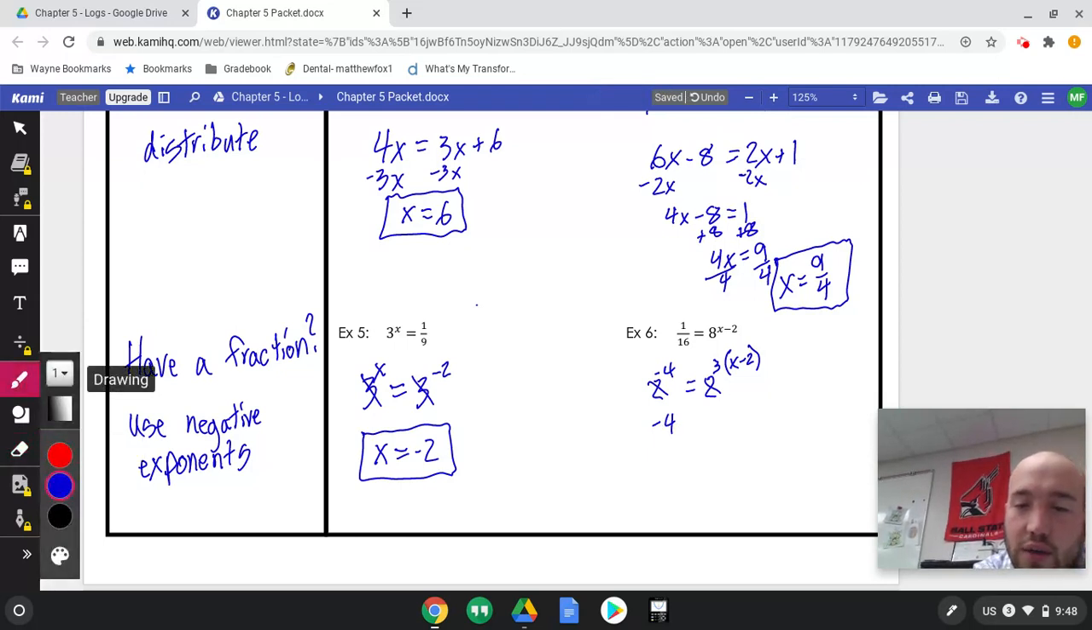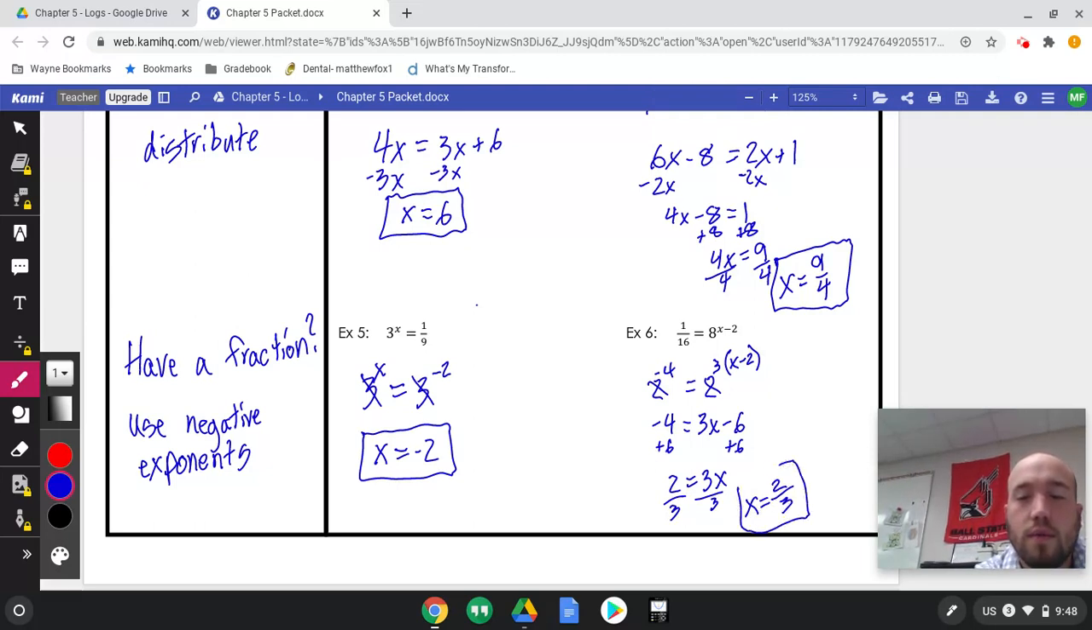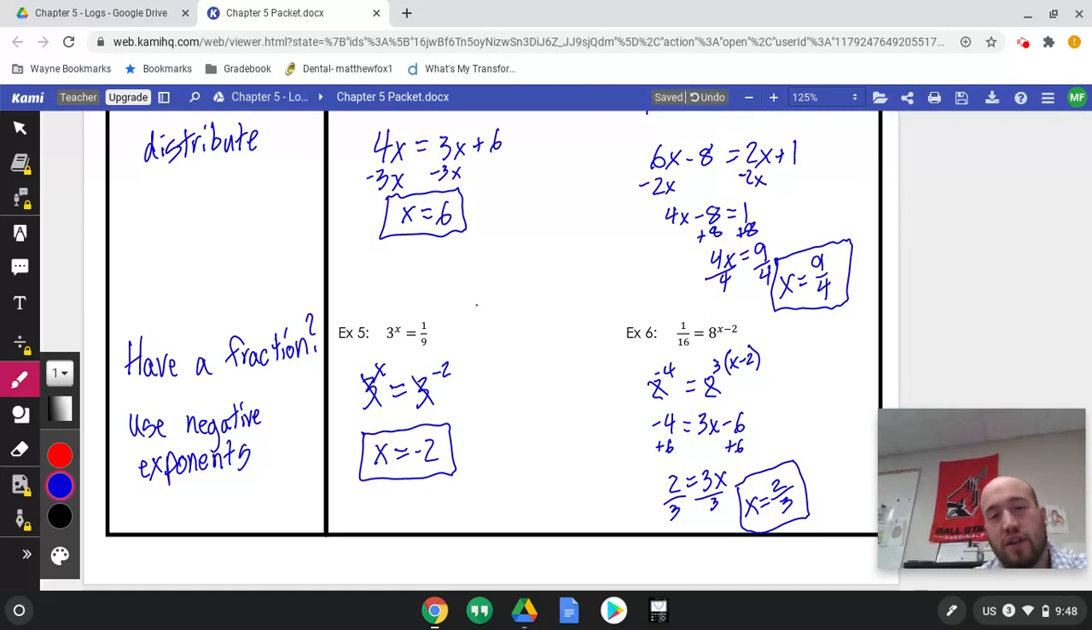Negative 4 equals, distribute that 3 in, 3x minus 6. Okay, so now from here we add the 6 over. And we're going to get 2 equals 3x. Divide by 3. And x equals 2/3. And we're done.